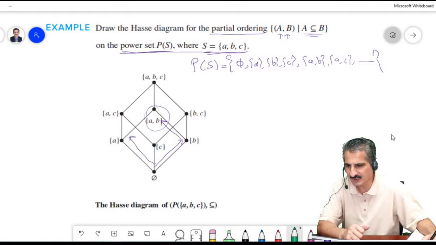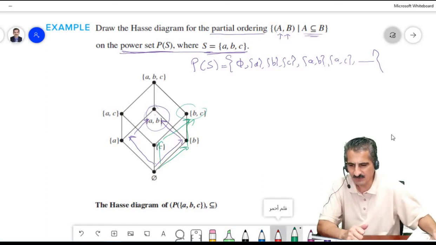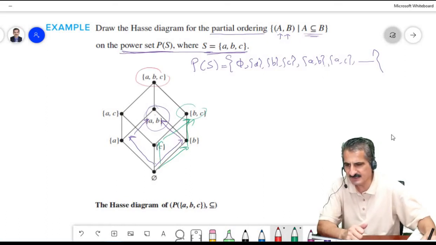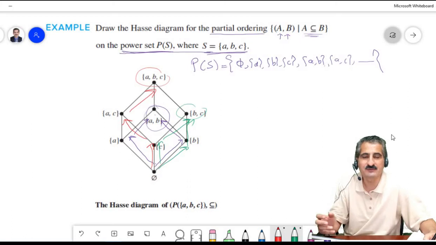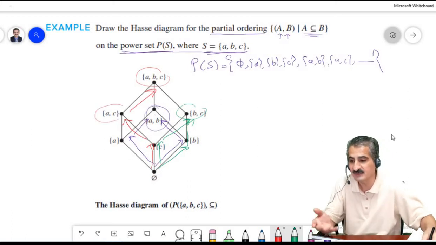Or I can come this way. And phi is contained in this set also. So I can come this way to it. So that means I can relate phi to this set. Or phi is contained in this set here. So I can go this way and this way and this way, which means phi is contained in C, but C is contained in AC, and AC is contained in ABC.